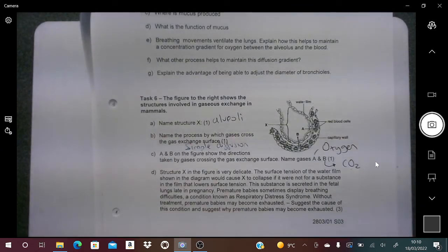They're fine. So structure X in the figure is very, very delicate. Structure X, obviously being alveoli. The surface tension of the water film shown in the diagram would cause the alveoli to collapse if it weren't for a substance in the film that lowers surface tension.